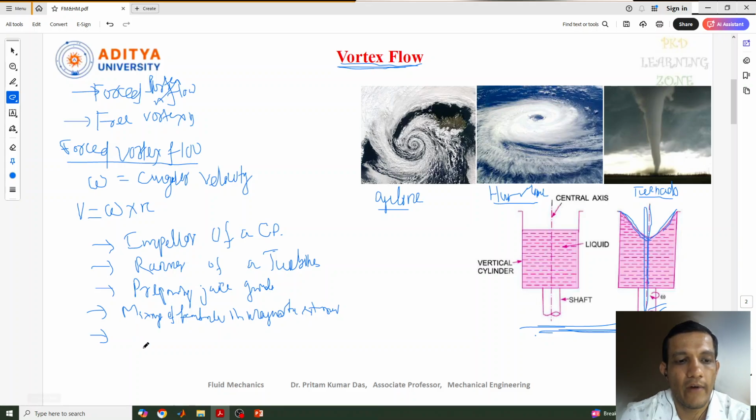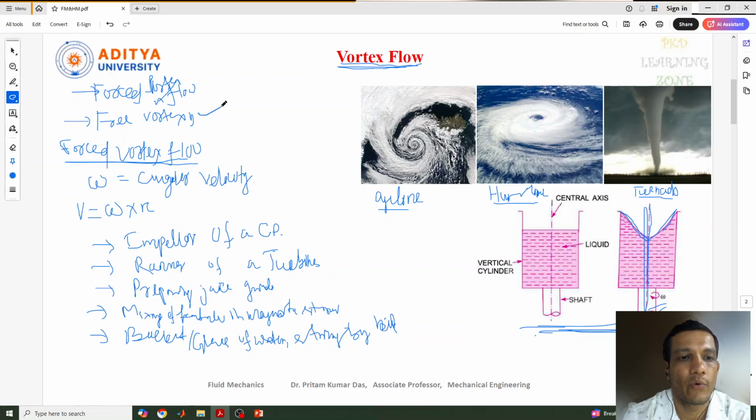And while pouring petrol into a bike, if you take 1 liter of petrol in a plastic bottle and want to pour it into the tank, there also vortex formation will be there. So like that, many more examples are there. And here I can say one more: if you take a bucket of water or a glass of water and start stirring it by hand, this is also one forced vortex flow example.